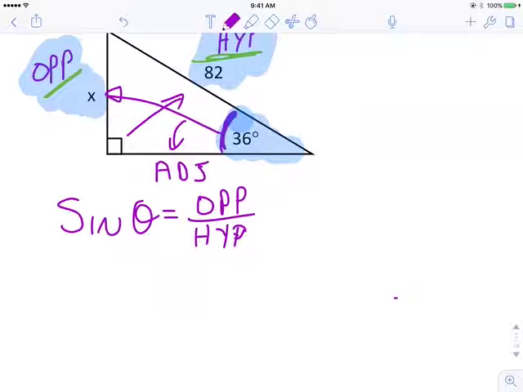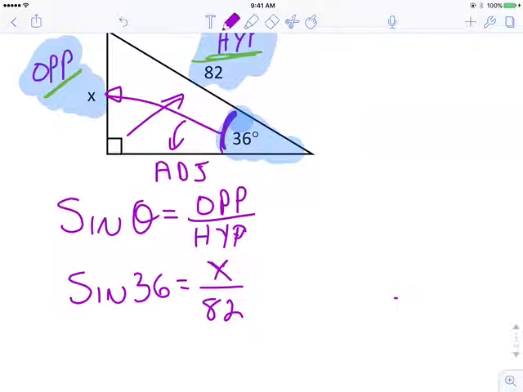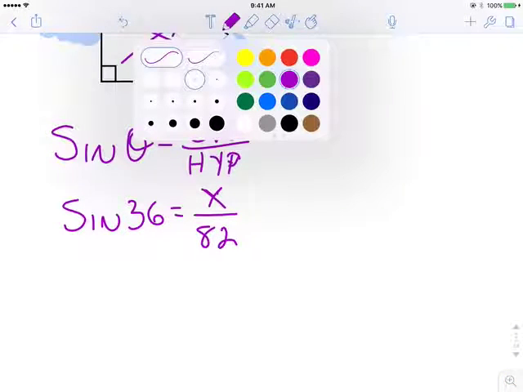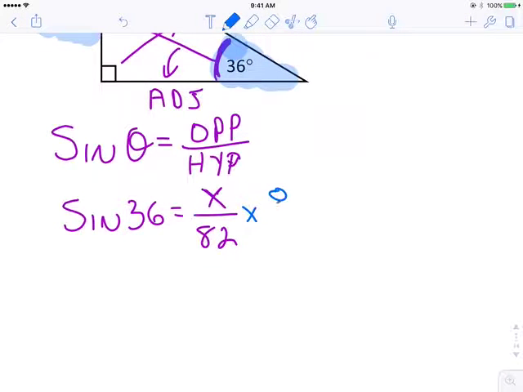Now I substitute. Sine 36 is equal to opposite, I'm going to call x because it's labeled x up there, over my hypotenuse, which is 82. Now from here, because I have a single variable in an equation, this equation is solvable. So I just have to manipulate this equation so that I get x all by itself. In order to get x by itself, I need to multiply this side by 82. Because I multiply the right side by 82, I multiply the left side by 82.